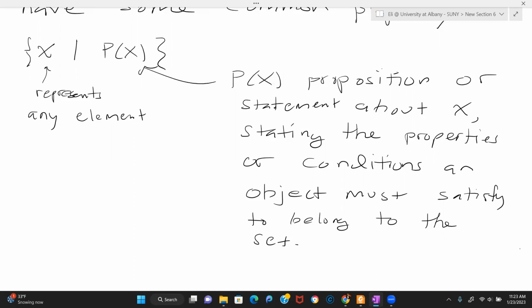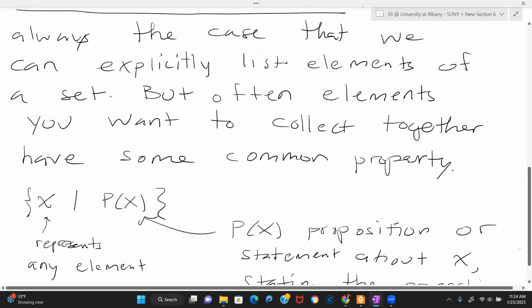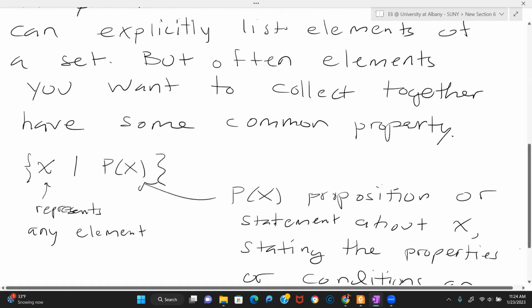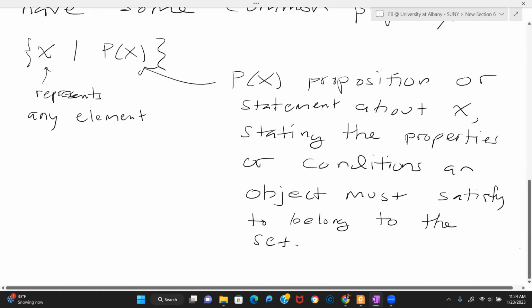And then this set right here would consist of all the even integers. In that case, actually, you can list the even integers. They will be a subset of this set. But you can see that there are more concise ways of representing sets using this set builder notation.